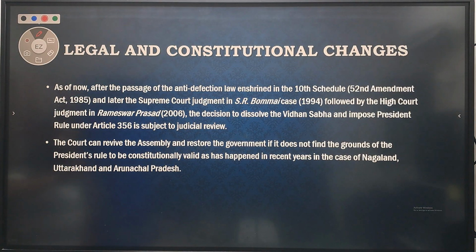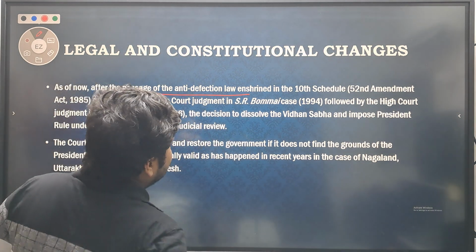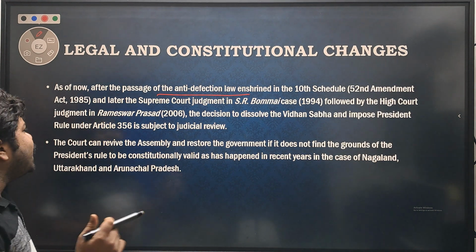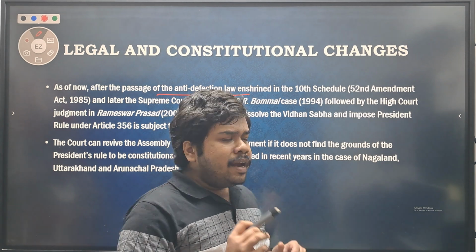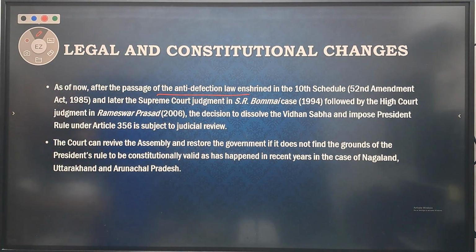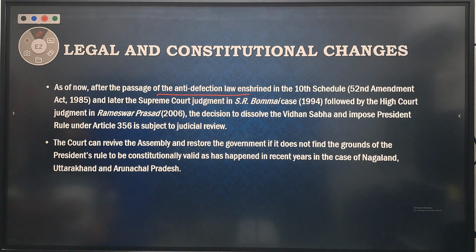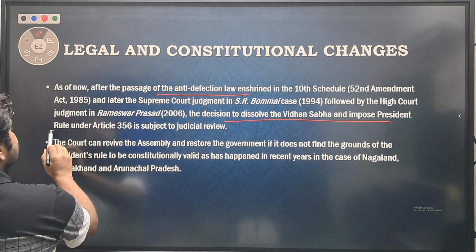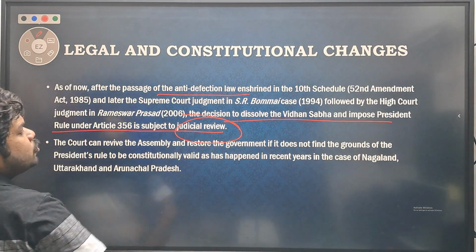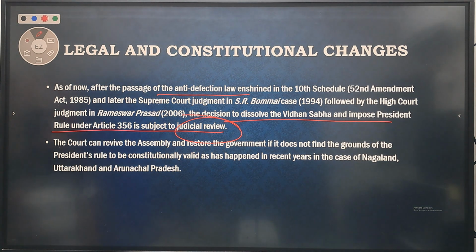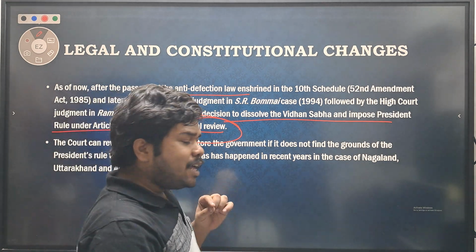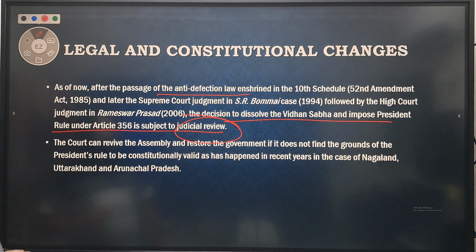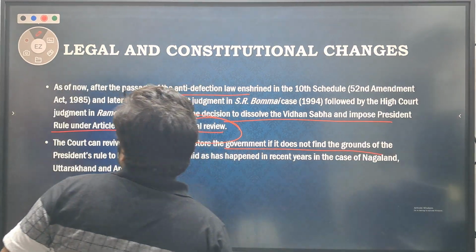Now, after the passage of the anti-defection law under the Rajiv Gandhi government, enshrined in the 10th Schedule, which came as the 52nd Amendment Act of 1985, and later the Supreme Court judgment in the S.R. Bommai case, followed by the High Court judgment of the Rameshwar Prasad case, the decision to dissolve Vidhan Sabha and impose President's rule under Article 356 is now subject to judicial review. Okay, and judicial review is part of the basic structure doctrine, as you all know. The court can revive the assembly and restore the government if it does not find the grounds of President's rule valid.